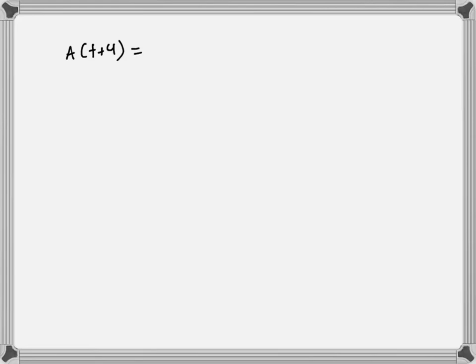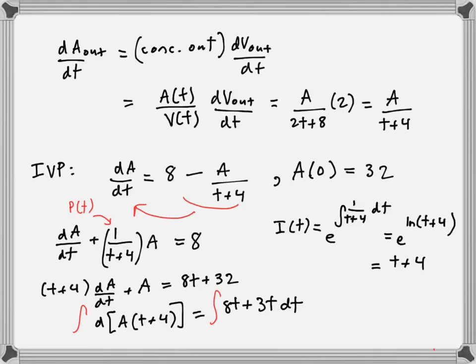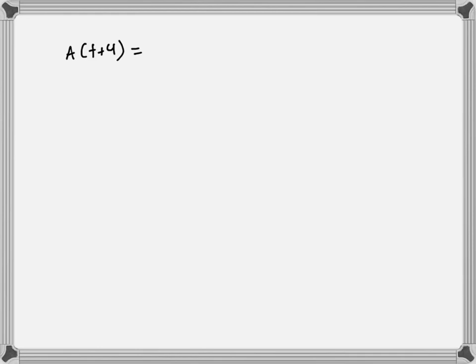And on the right side, I just have to take the antiderivative of 8t plus 32. Isn't that 4t? Wait a minute. 8t plus... why did I write 3t? It should be a 32. So taking the antiderivative, I get 4t squared plus 32t, right? 4t squared plus 32t. I wrote plus c already before, so I'm just going to call this plus d. Okay, and this is A times t plus 4.